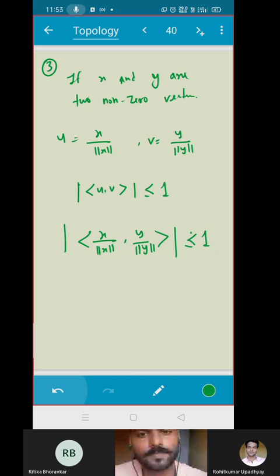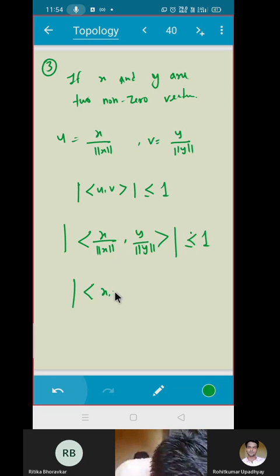What else? Are we done? Do you see that? Can I take 1 upon norm x outside? Can I take 1 upon norm y outside? Yes. Can I take it outside or not? This is a real number, correct? So if I take it outside, I'll send it there. So I'll have mod of inner product x comma y less than or equal to norm x norm y.